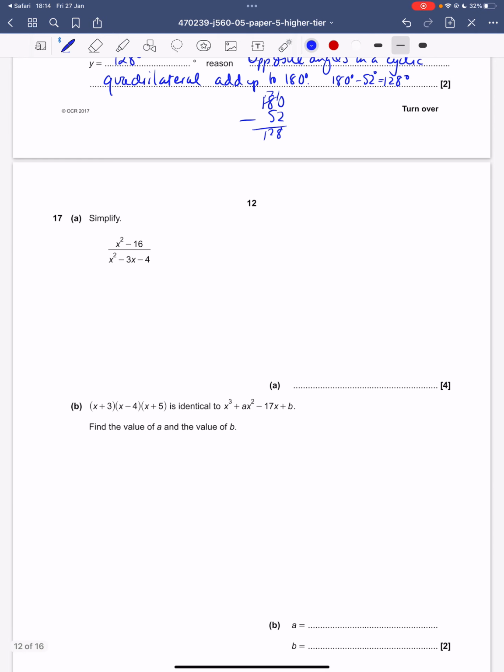Simplify x squared minus 16 over x squared minus 3x minus 4. Now on the top, you might recognise this as the difference of two squares.